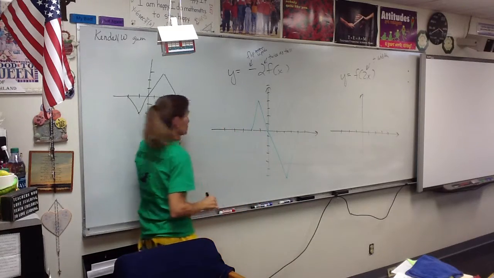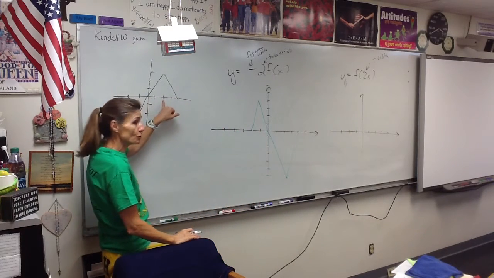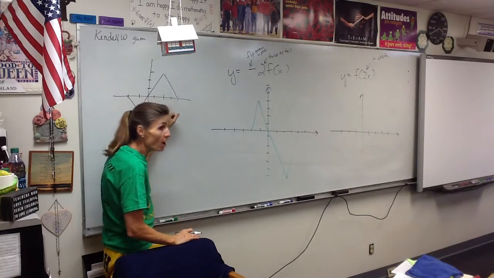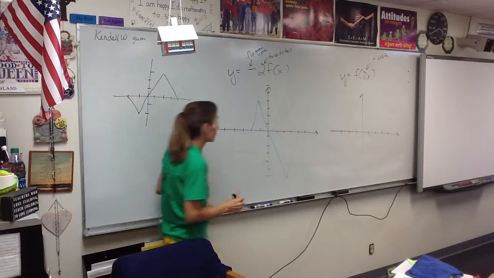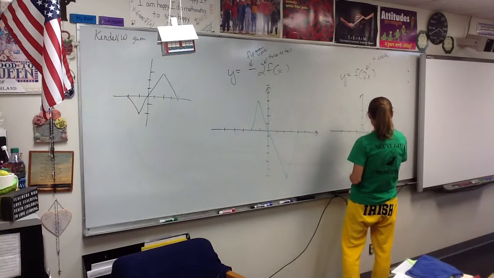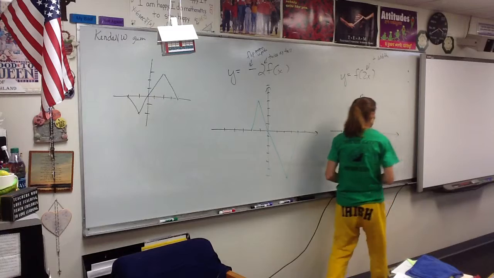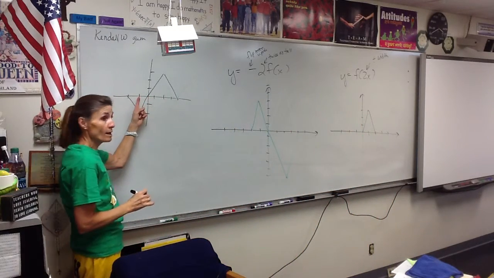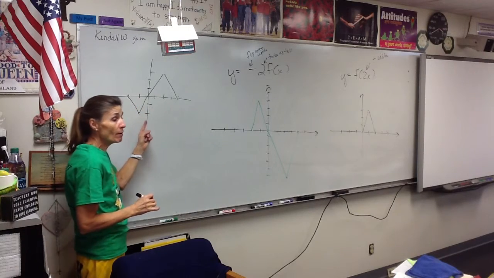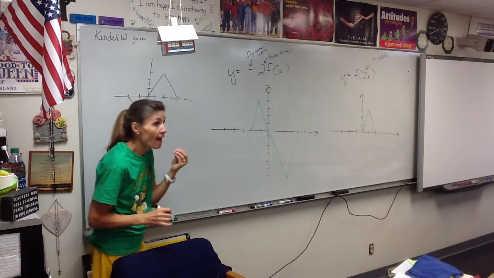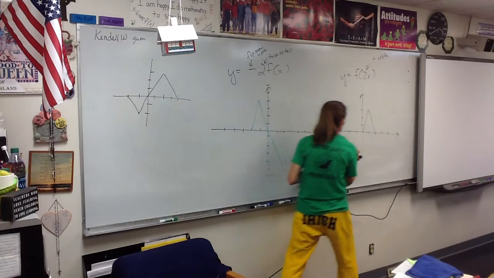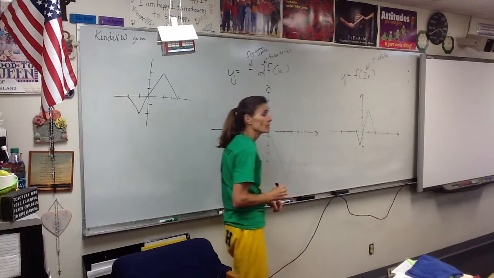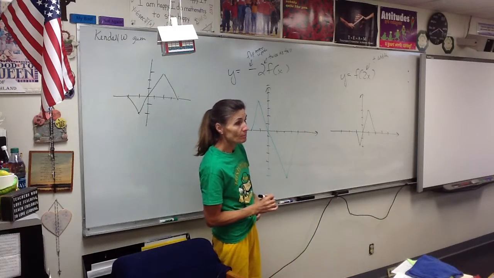So Jordan, back to the original. I went over 2, up 3. Now I'm only going to go over 1, up 3. Half as far. So over 1, up 3. And then I went over 1, down 2. Now I'm only going to go over a half and down 2. Okay, Jordan, does that make sense to you?